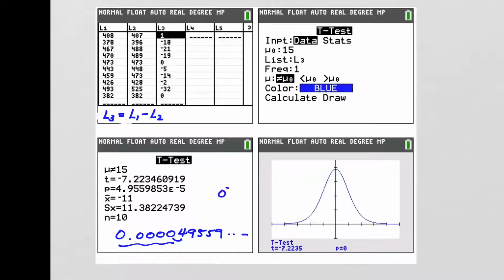So 0 is my p-value, and that means that we are going to reject the null hypothesis, because we can see that our mean is significantly different from 15. Our p-value is very small, so it's a value way out here. And so that is the end of that problem.